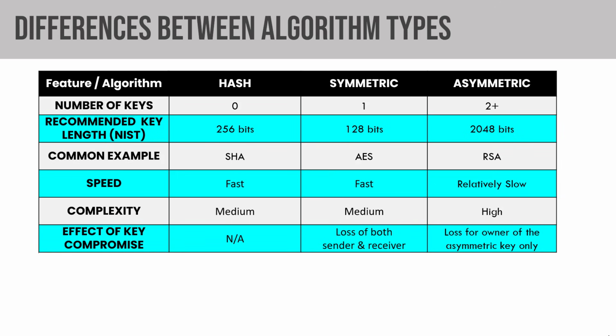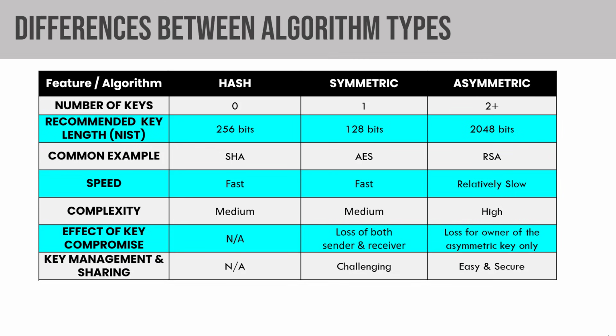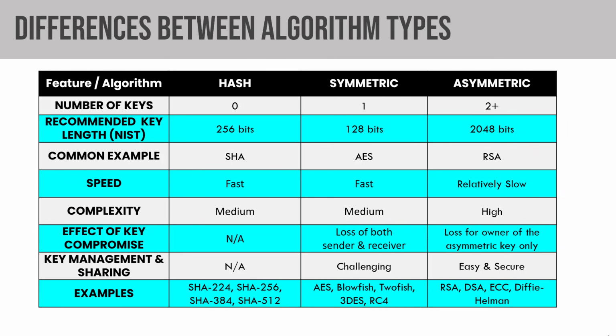The effect of key compromise. Well, when we're using a single shared key in the symmetric world, both the sender and receiver are in trouble, right? On the asymmetric side, it's a loss only for the owner of the asymmetric key, and then this just doesn't matter in hashing. Key management and sharing. Well, we mentioned one of the weaknesses of symmetric algorithms is sharing a key. Sharing that key is challenging, right? With asymmetric, we have a secure means to exchange the keys, as we talked about earlier in this session. And then finally, a few examples here. You've seen these in the tables before. I wanted to throw them here again.